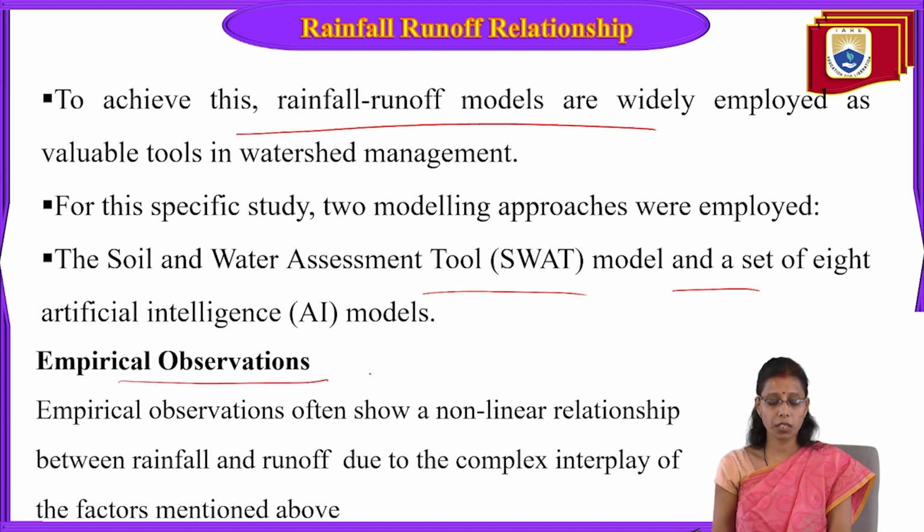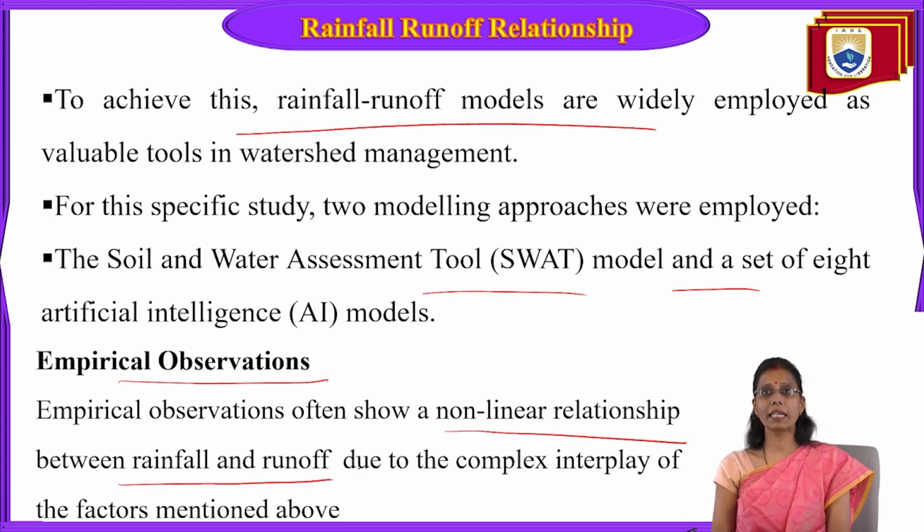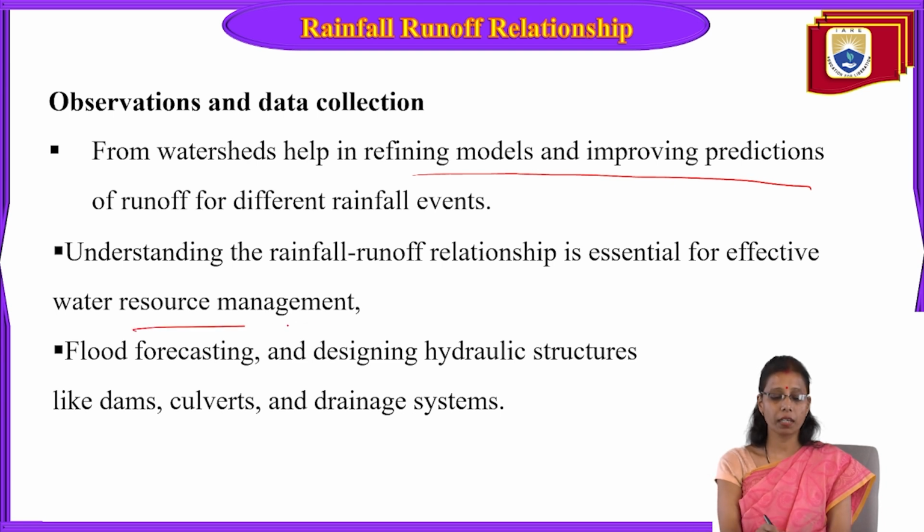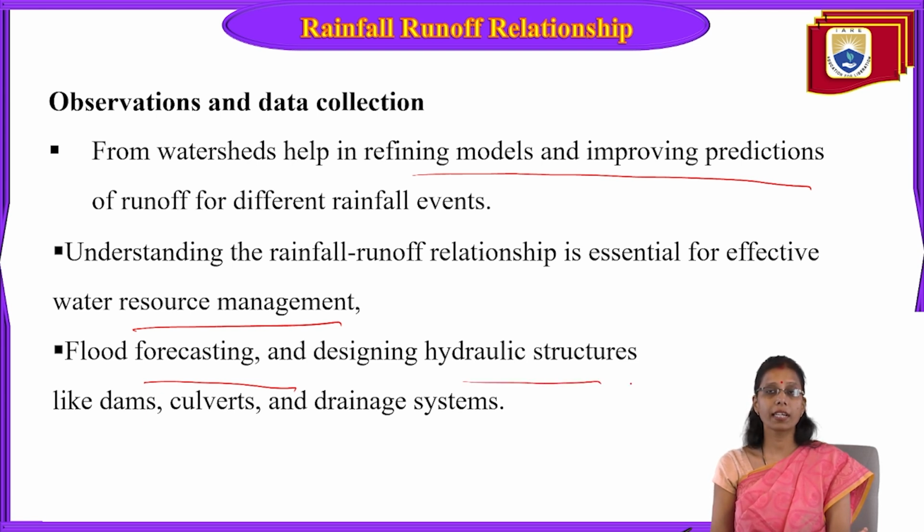Now empirical observations often show non-linear relationships between rainfall and runoff, due to the complex interplay of the factors mentioned below. In observations and data collection, data from the watershed helps in refining models and improving the predictions of runoff for different rainfall events. Understanding the rainfall runoff relationship is essential for effective water resource management. It will help us in flood forecasting and designing hydraulic structures like dams, culverts, and drainage systems.